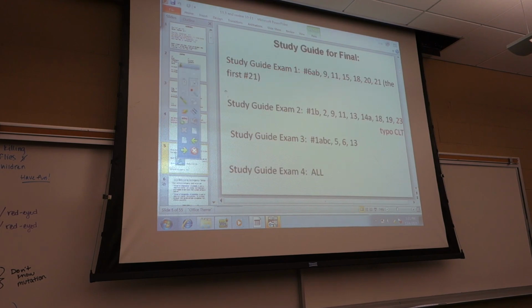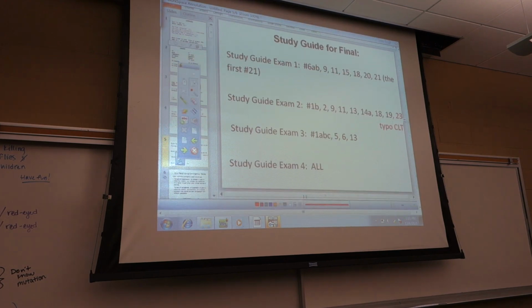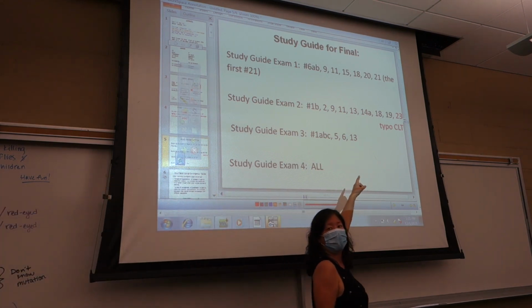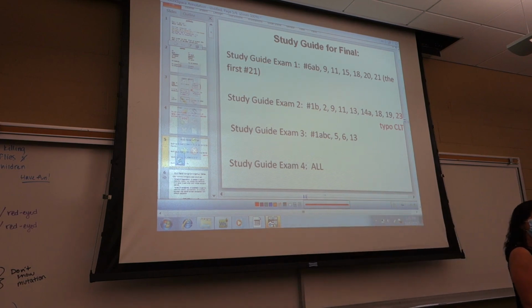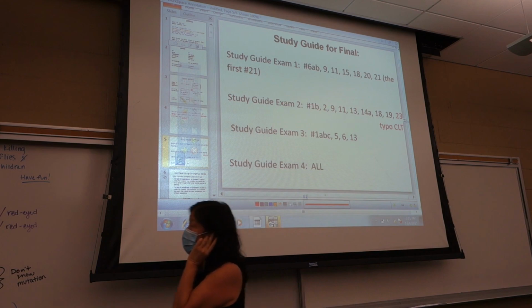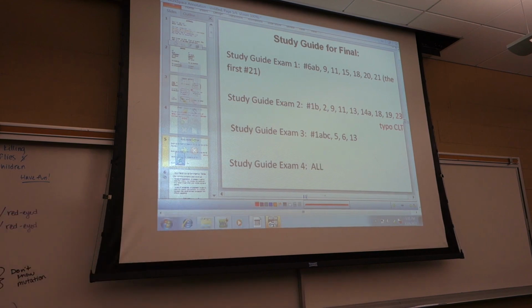Again, here's the study guide for this final. Please note I made an error for study guide exam 2. It's not problem 22, it's problem 23. So if you took a picture of it last time, it's problem 23, not 22, from study guide 2 that you should be focusing on. These are the problems for each of the previous study guides that you should be using as your final study guide, along with all of study guide number 4, which is in the back of the room.